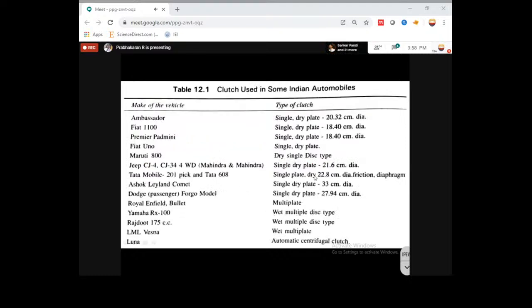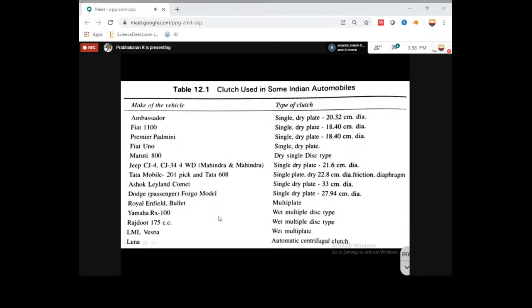Next, this is for the survey. This is for the make of the vehicle, and this is for the clutch used. In many cases we have used single plate clutches. In some cases, you can easily understand if you take a scooter or motorbike, we have less space. Wherever there is less space, we can easily place our multi-plate clutch.